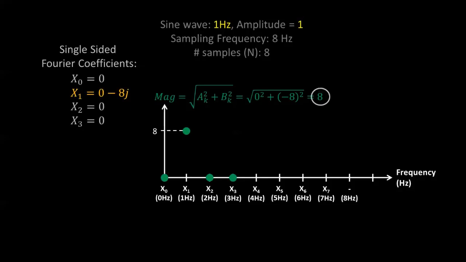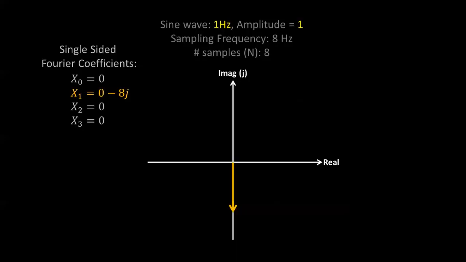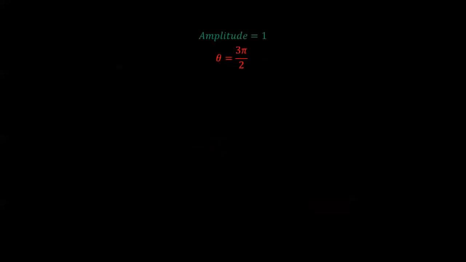Well, 8 still isn't equal to 1, which is the amplitude that we expect. And that's because we used 8 samples to calculate our Fourier coefficients, so we actually need to average it out over the 8 samples to get our amplitude equal to 1. So divide it by 8, the number of samples. So we have a single-sided Fourier coefficient of 0 minus 8j, and we can plot that on a complex plane. If we measure the angle off of the positive real axis, we get a phase angle of 3 pi over 2. As a result, we have an amplitude equal to 1 and a phase angle of 3 pi over 2.